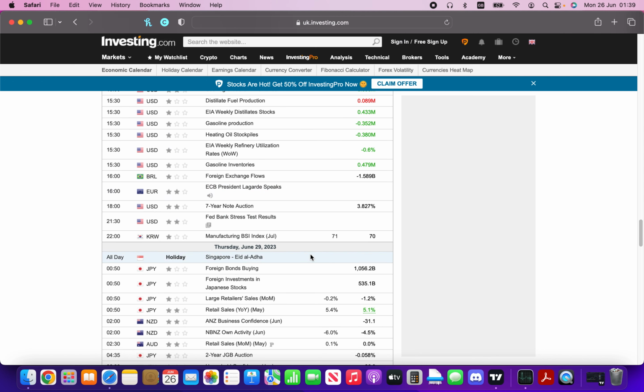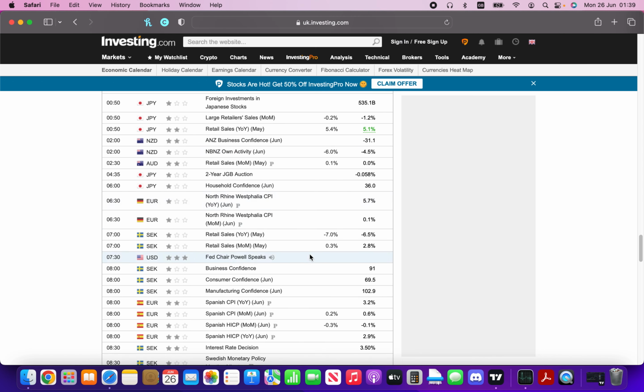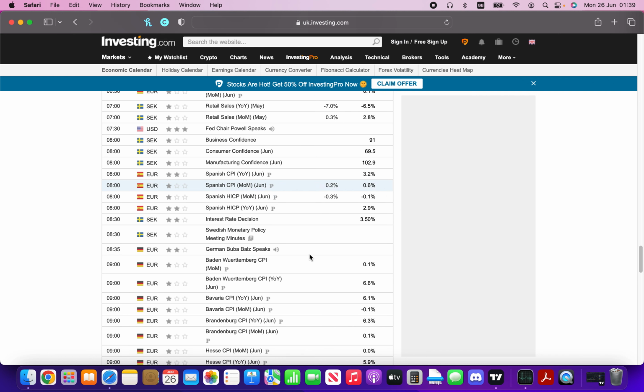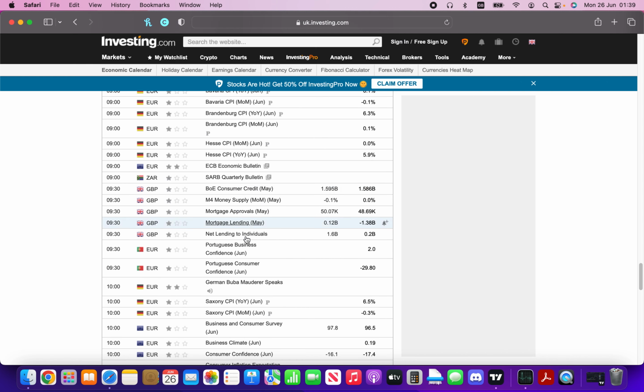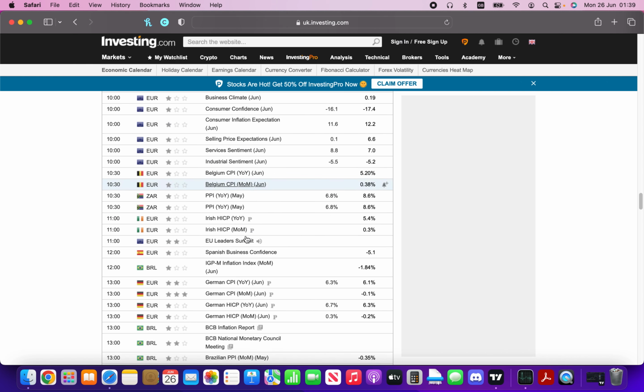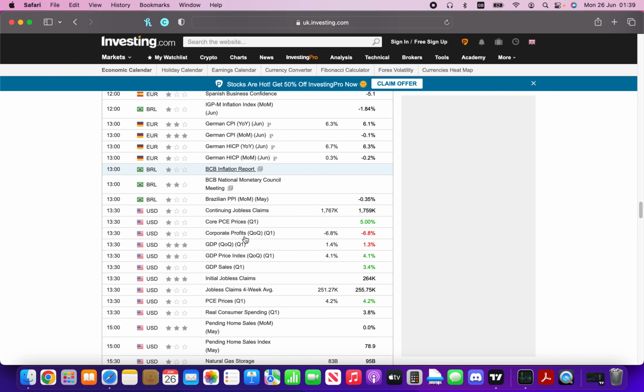And then let's go Thursday. Okay, BOE consumer credit May, mortgage approvals, mortgage lending. Sometimes that's a good indication of where the economy is heading, really, but nothing majorly important. US market, jobless claims, that's coming up. That should make some sort of volatility. And initial jobless claims, as always, that's coming up on Thursday as well.